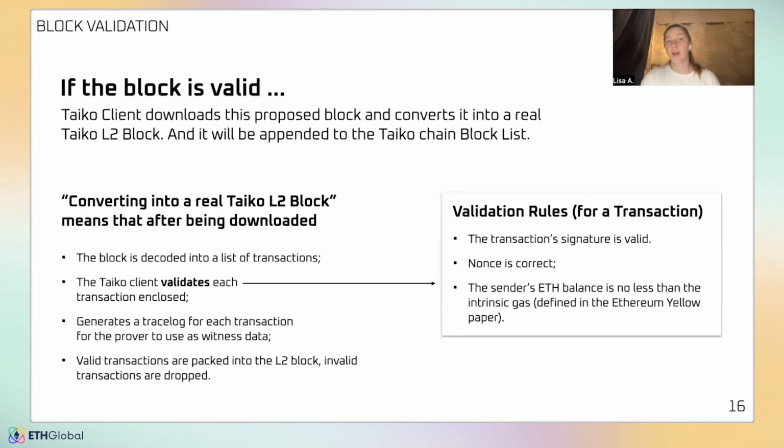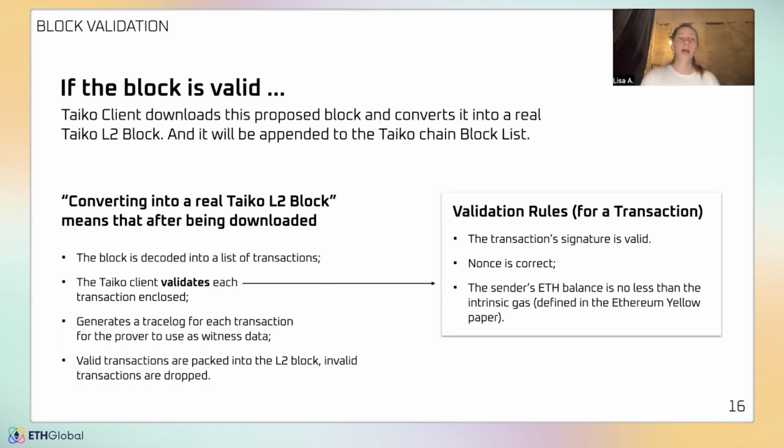Then, if the block is valid, Taiko client downloads this proposed block and converts it into a real Taiko layer 2 block, and it is appended to the Taiko chain block list. So in fact, when the block is proposed, it is not a real block. It's just a bundle of transactions with some metadata. And when it is checked to be valid, Taiko client converts it into a real Taiko layer 2 block.